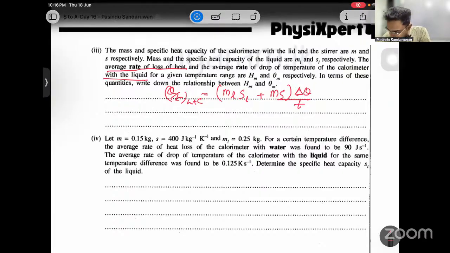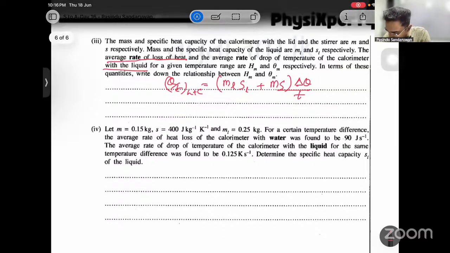That is Q over T. Then this is HM, the average rate of loss of heat. Converting terms, this should be HM. Then these terms are given as ml SL plus ms, and again the average rate of drop of temperature, delta theta over T, is given, that is theta m. The average rate of loss of temperature is given as theta m. Directly you can use theta m.